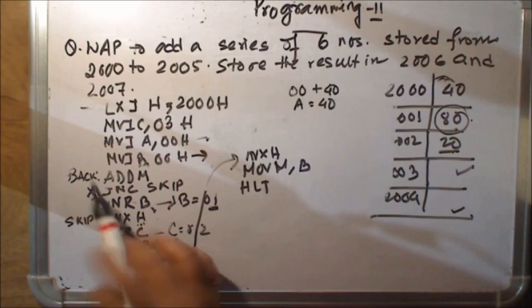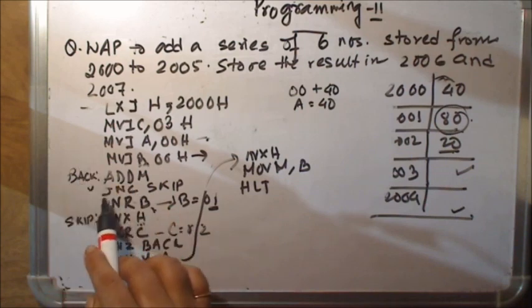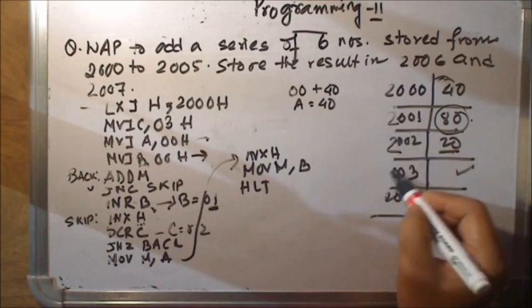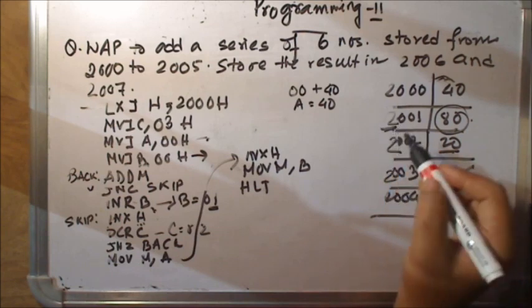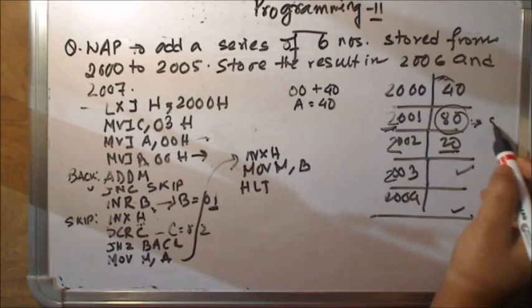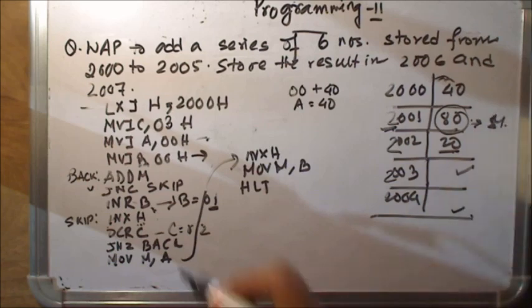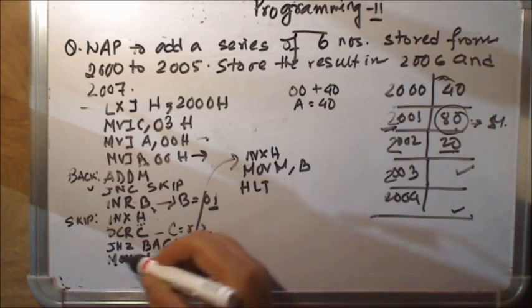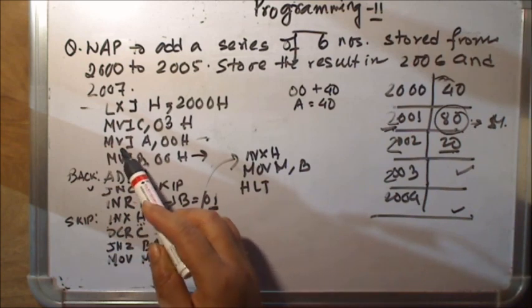Carry is not generated, jump if not carry. So carry is not generated here, so it will jump to skip. So it will be now 2001. So M is 80 now. Okay, so DCR C will be 02. Then jump if not zero back, right?